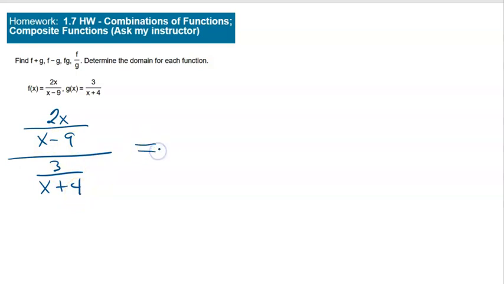Now, how do you divide fractions? Remember the rule. Some of you know it as keep, change, flip. Some of you know it as multiply by the reciprocal of the denominator. But no matter what, you keep the top the same, 2x over x minus 9, and you invert the denominator, or you flip it upside down, x plus 4 over 3.